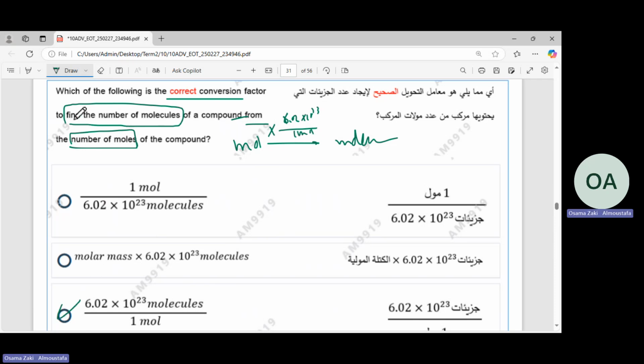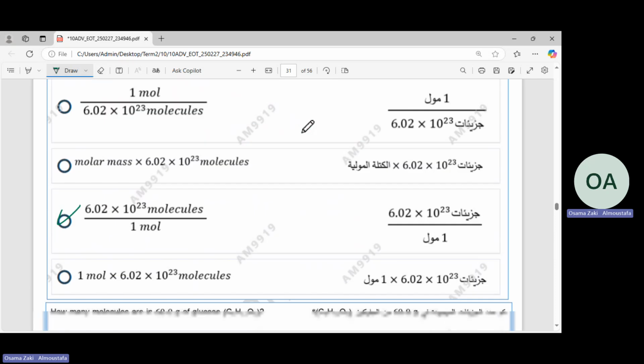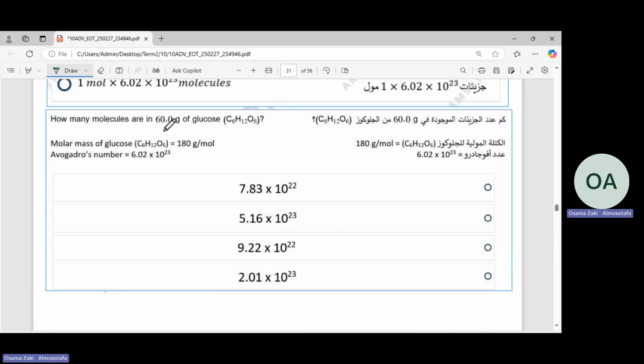So this is the unknown, and this is the given. We convert from mole to molecules. So to convert from mole to molecules, multiply by the Avogadro number over 1 mole. Here, how many molecules? We have the grams. They ask me to find the molecules. Molecules means we need to find the number of particles. So first you have to convert from mass to mole, then from mole to particles.